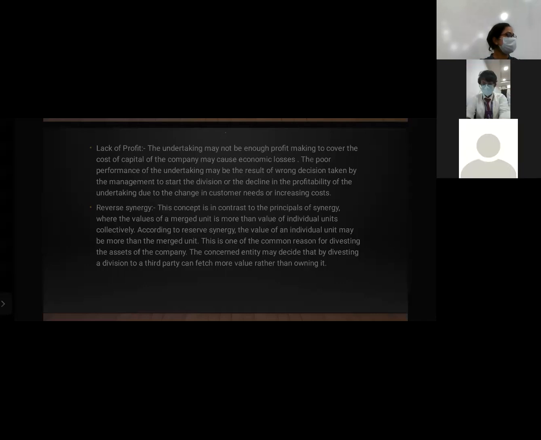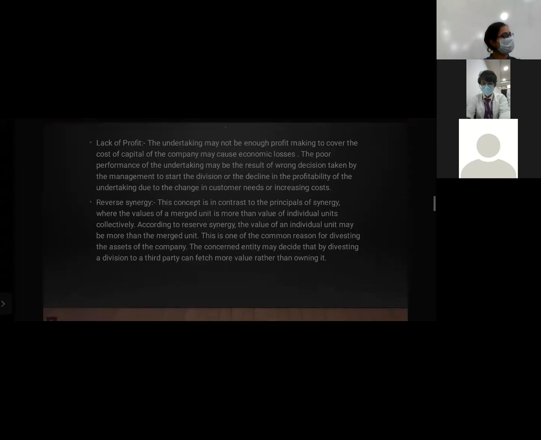Next. Second one is lack of profit. The undertaking may not be making enough profit to cover the cost of capital of the company, which may cause economic losses. The poor performance of the undertaking may be the result of a wrong decision taken by the management to start the division, or a decline in the profitability of the undertaking due to changes in customer needs or increasing costs.